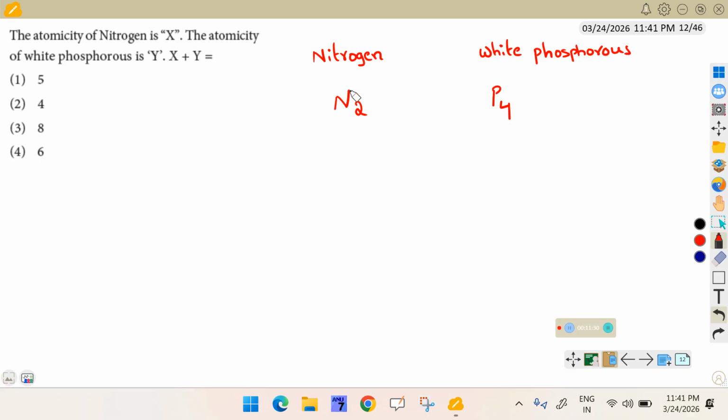The atomicity of nitrogen is X. Nitrogen is a diatomic molecule, so atomicity 2. Atomicity of white phosphorus is Y. White phosphorus is available in the form of P4. Atomicity 4. 2 plus 4 is equal to 6. Fourth option.